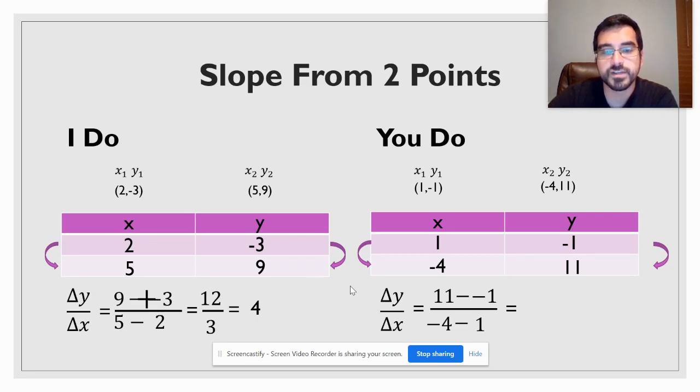I know when I subtract a negative, so 11 minus negative 1, it turns into a positive. So 11 plus 1 is equal to 12. Negative 4 minus 1 is equal to negative 5. I cannot simplify this, so this is my slope.